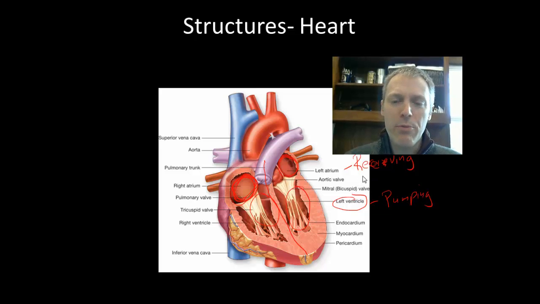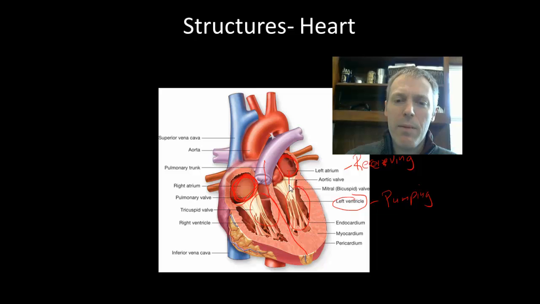Okay, so if the top chambers are the receiving chambers and the bottom chambers, the ventricles, are the pumping chambers, then we should see some structural differences in them that would allow them to carry out their functions, and sure enough we do. The atria, if you look at the thickness of the muscles surrounding them, it's very thin. All they're doing is receiving the blood, and so they have to have a little bit of give, and so smooth, thin layers of muscle there allow the atria to have a little bit of give to take in the blood that comes back to the heart.